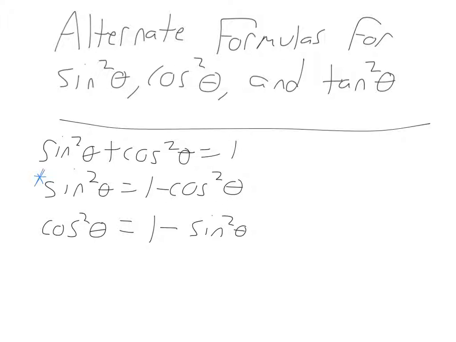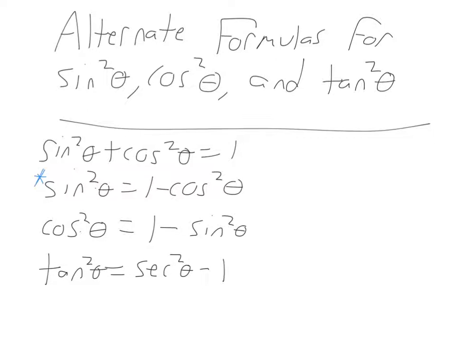Likewise, if we were to divide this entire equation by cosine squared, you'd have sine squared over cosine squared, which is tangent squared, is equal to, if we divided by cosine, 1 over cosine squared, which would be secant squared. Then cosine squared over cosine squared is 1. Now, we're going to come up with 3 alternate formulas for sine squared, cosine squared, and tangent squared besides these 3.